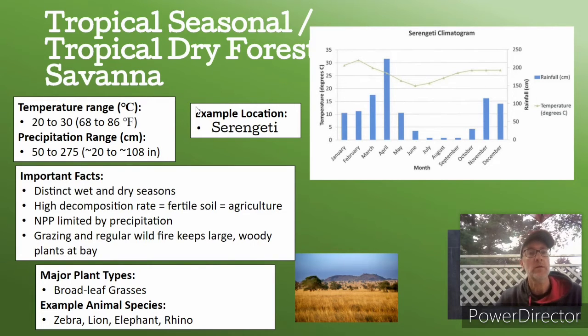Rainfall patterns, you can see, can fluctuate. Temperatures also tend to be on the higher level. They have distinct wet and dry seasons like we saw before. And decomposition rate is usually fairly fast. That means the soils tend to be fairly fertile, and they retain those nutrients. And again, precipitation is a big factor in determining how much biomass can grow there.